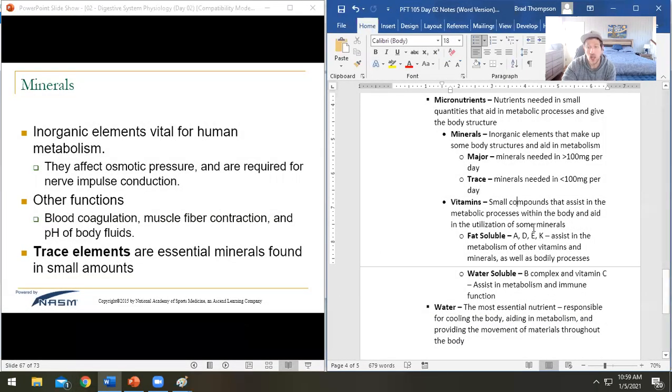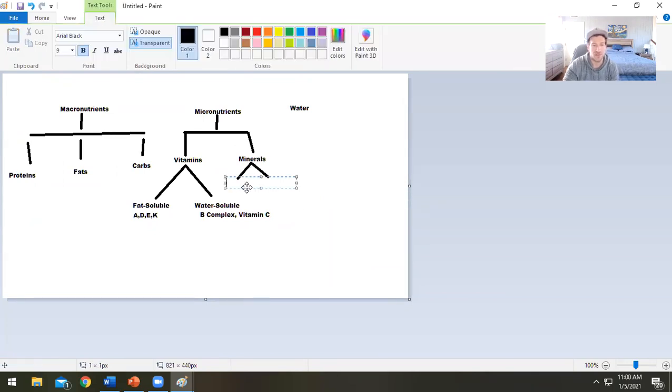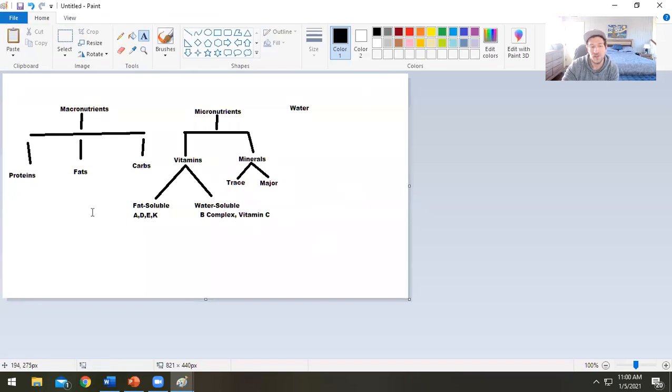All right, so minerals, like I said, these are inorganic elements, and they're going to split up into 2 small categories as well. Your minerals are going to divide into 2 different categories here. Now, when I talked about vitamins, we said that vitamins, you have fat soluble and water soluble. They're chemically different from each other.